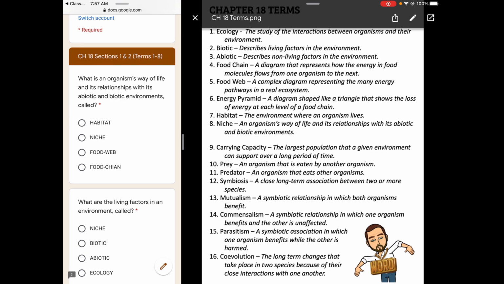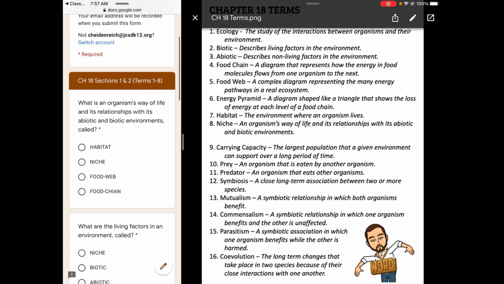And so what we have is 8 terms in the first section, 1 through 8. So the top half, you see there's a break there, are the first section, and then 9 through 16 are the second. That way you don't have to look at all 16 words to compare.